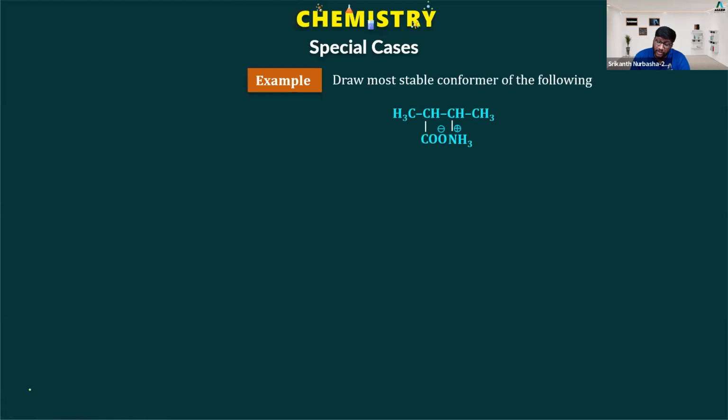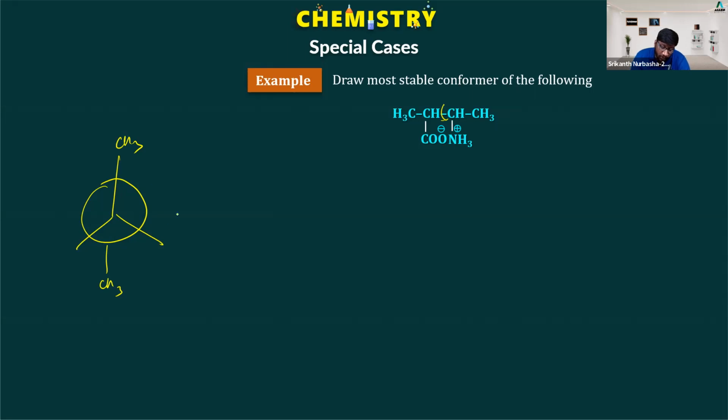Draw the most stable conformer of this molecule. In this molecule, what is the most stable conformer? To the front carbon, this is the carbon to which I am viewing, I have methyl and COO minus. To the other carbon I have methyl and H. Methyls are not having any intramolecular hydrogen bonding, so I will separate them maximum. And to this particular carbon I have hydrogen. Yes or no?